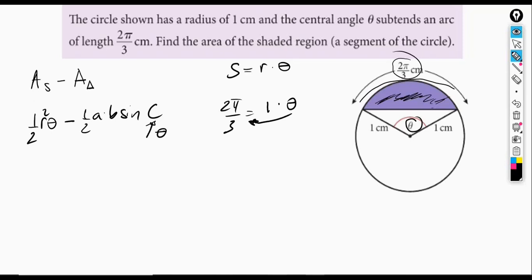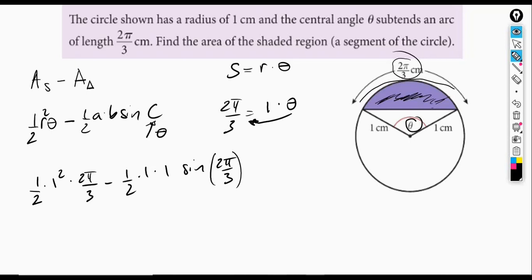So then the area of that shaded region that we want to find would equal 1/2 times 1 squared times 2 pi thirds minus 1/2 times a times b times sine of theta, or sine of 2 pi thirds. Now you have to make sure your calculator is in radians when you do this.